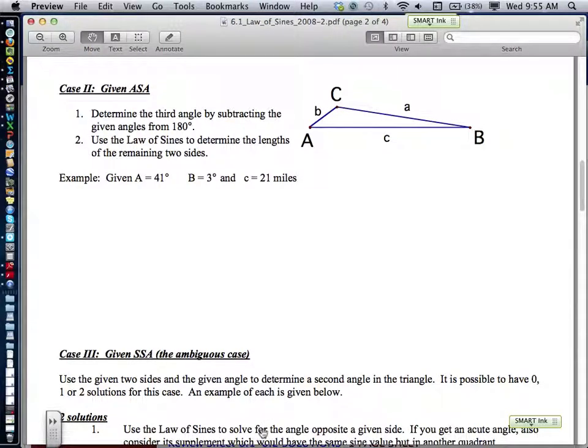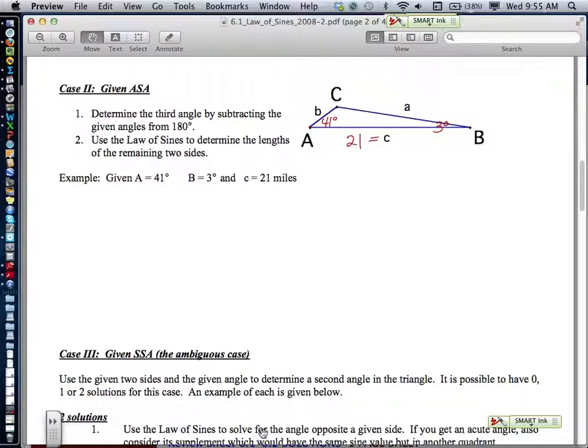Okay, so here's another case. The first case we had was angle, angle, side. We were given two angles and then a side. This time it's the case of angle, side, angle. You're given two angles and the included side. The process is going to be the same for solving either one of these. So this time we're given angle A, that is 41 degrees. We're given angle B as 3 degrees, and side C is 21 miles.